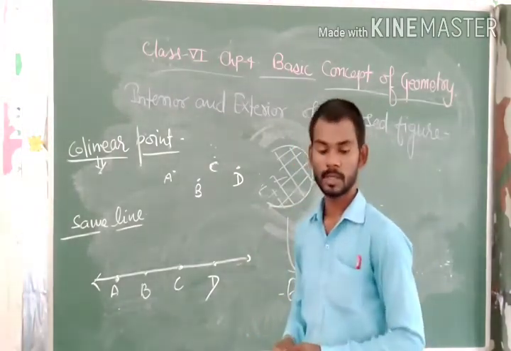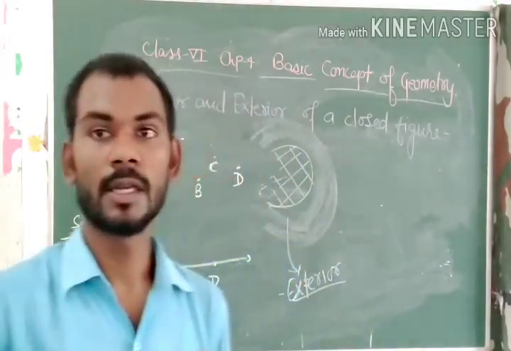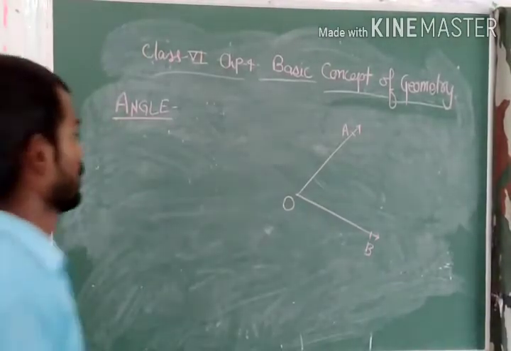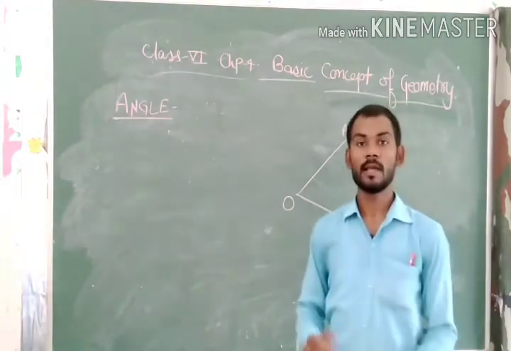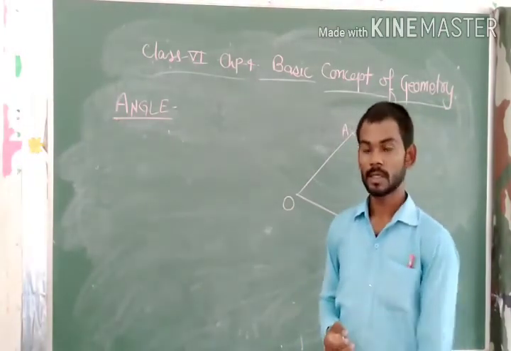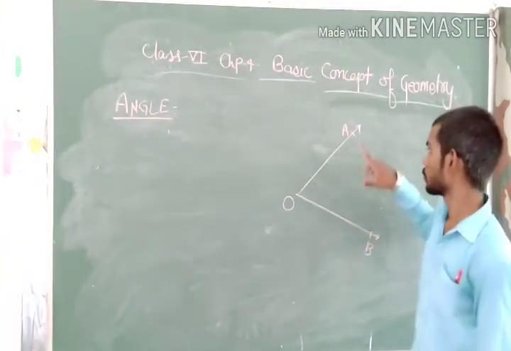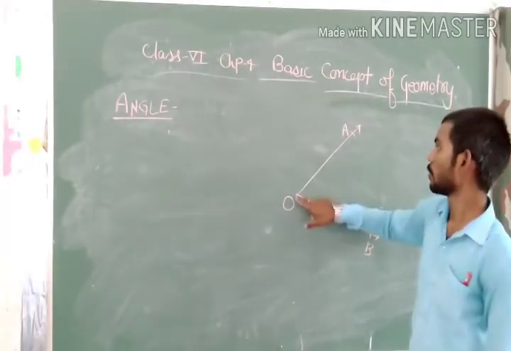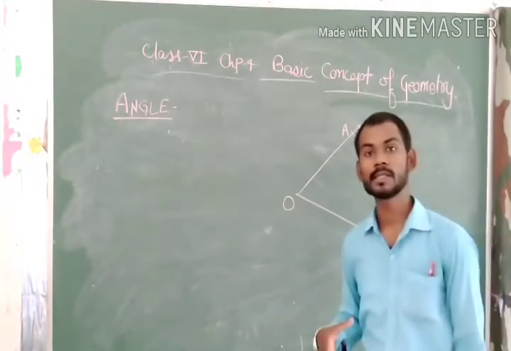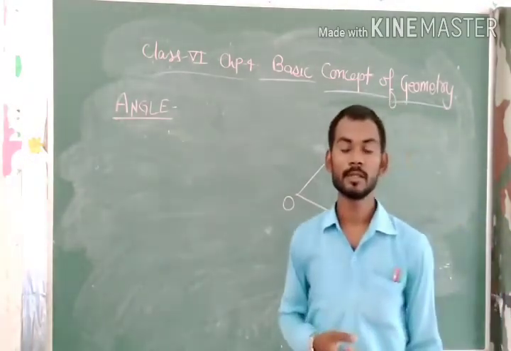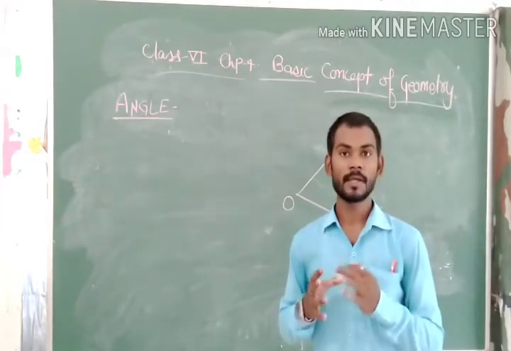Now the next topic is a very interesting topic, that is the angle. So let's see what is the angle. In the figure you can see that there are two rays, ray OA and OB. If two rays are given, then in what condition can we say that they form an angle?